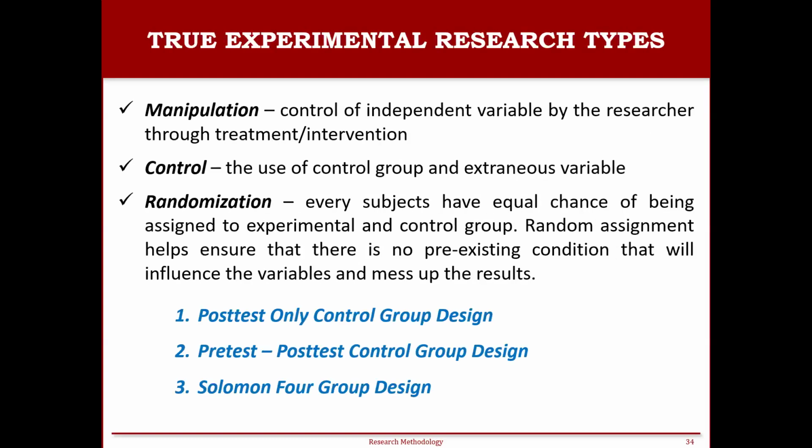So, as I explained earlier, manipulation, the controlling part and randomization are the main things that link with the experimental research type. And especially, we have three different research designs called the post-test only control group design, the pre-test post-test control group design, and the Solomon 4 group design, right? I will discuss those three next week.